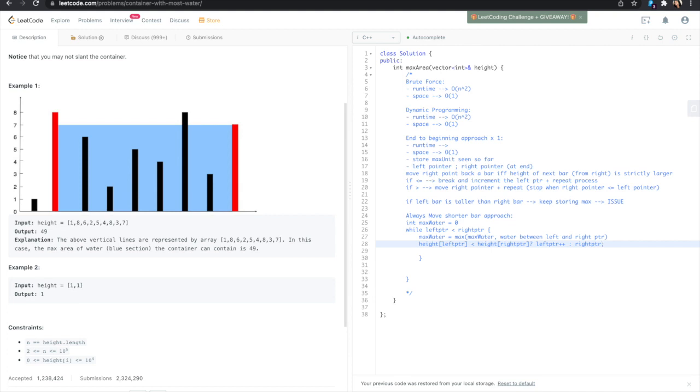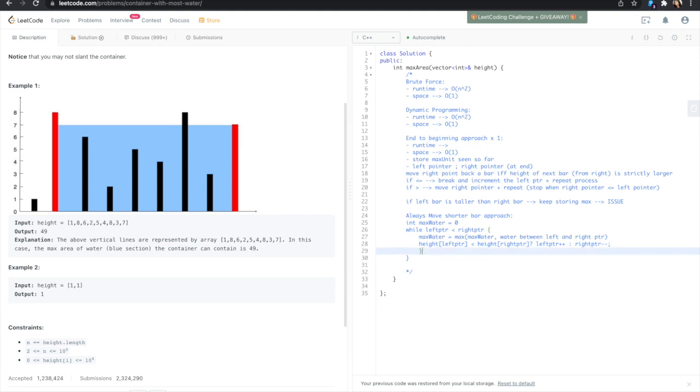So the pointer will be moved. Oh, I forgot a plus plus. Yeah, the pointer will be moved, and then we'll come back here. Actually, the right pointer should be decremented, right? Because we're moving down. And we keep repeating this, and we'll have our max water by the end of it.